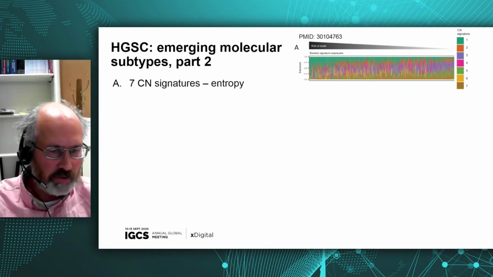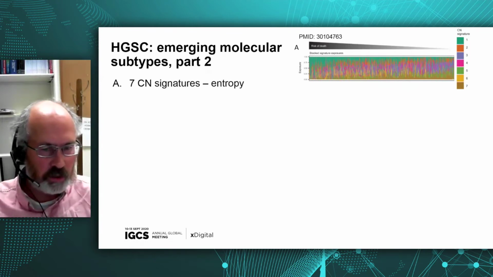Continuing with tumor intrinsic features, an elegant study by James Brenton showed the bewildering complexity of copy number signatures, represented here by stacked bar plots for each patient. High-grade serous carcinomas are a high entropy disease at the copy number level.